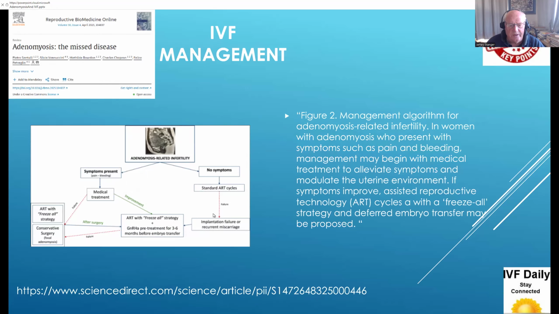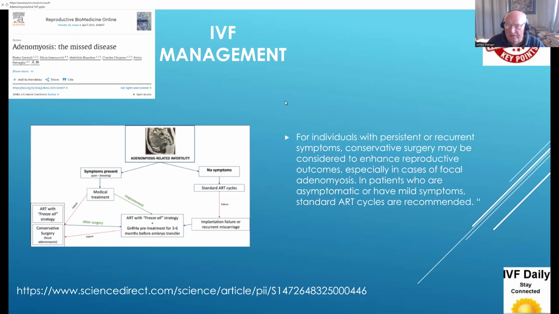And there is a strategy there: if there's no symptoms, you do standard IVF, and if you have recurrent failure, then you go on to a process using GnRH to pre-treat and maybe reduce the endometrial activity for 3 to 6 months before you do a transfer. There's also issues of surgery and freeze-thaw, which I don't think is the remit for this video and my skill set. For individuals with persistent or recurrent symptoms, conservative surgery may be considered to enhance reproductive outcomes, especially in cases of focal adenomyosis, and we've already discussed what that means. In patients who are asymptomatic or have mild symptoms, standard ART cycles are recommended.